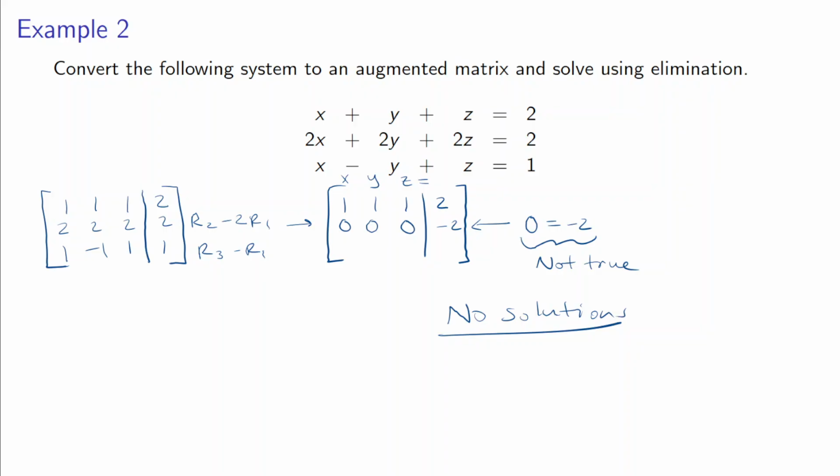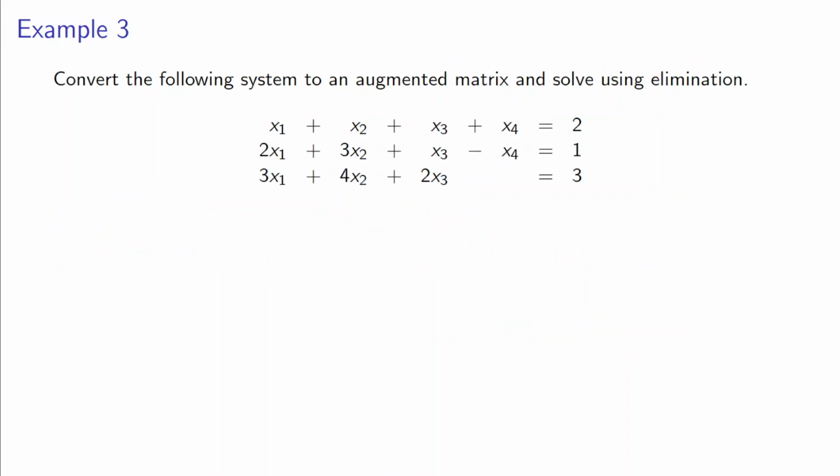Let's do one more example. This example has 3 equations and 4 unknowns. So the augmented matrix is going to end up being a 3 by 5 matrix that looks like this: 1, 1, 1, 1, 2, 2, 3, 1, negative 1, 1, 3, 4, 2, 0, 3.